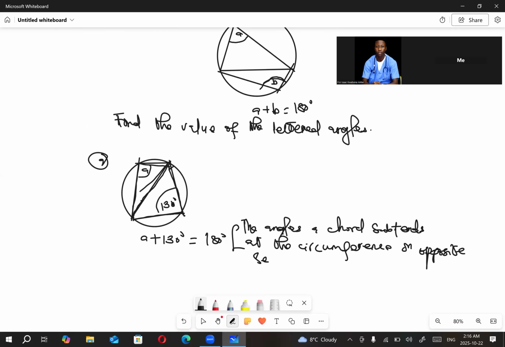On opposite segments sum up to 180 degrees, or you can simply say on opposite segments are supplementary. So A will be equal to 180 degrees minus 130 degrees. A is what?